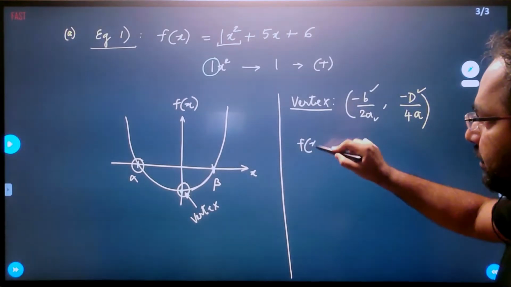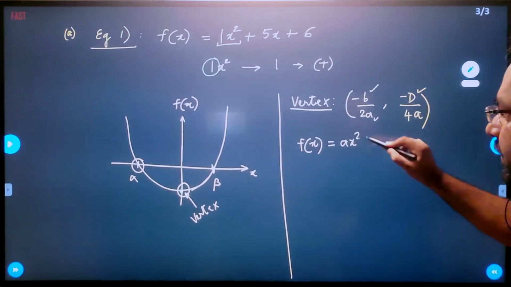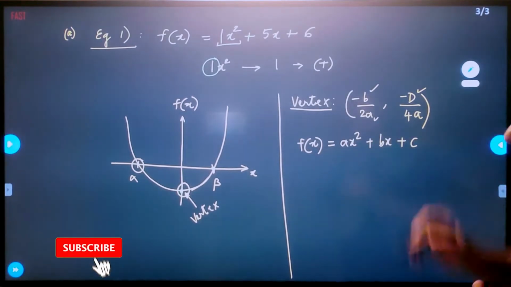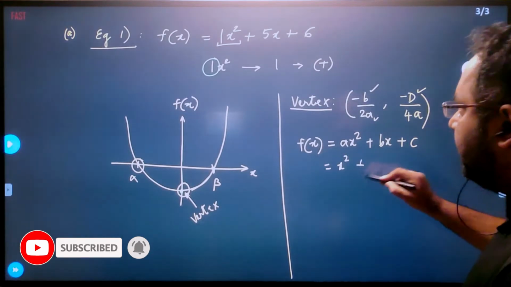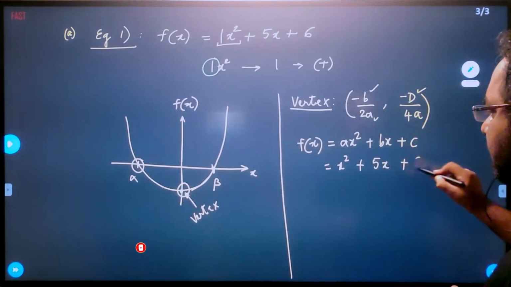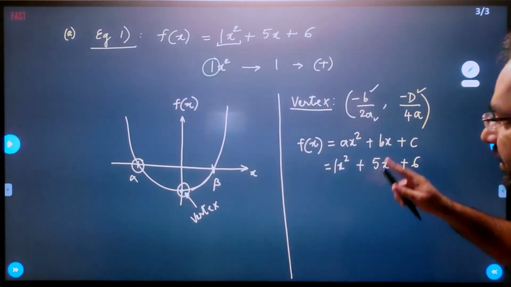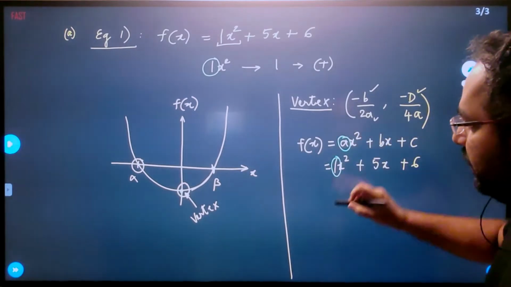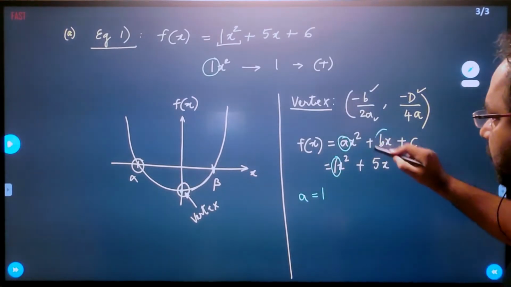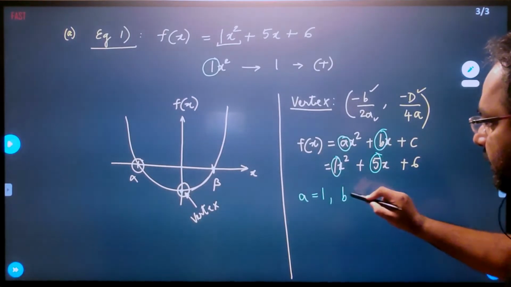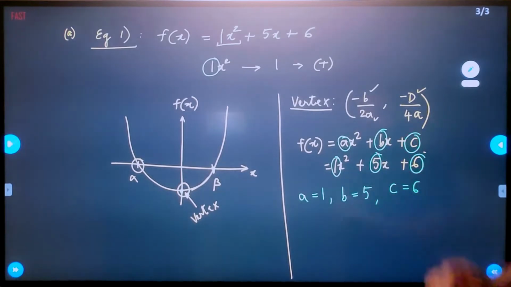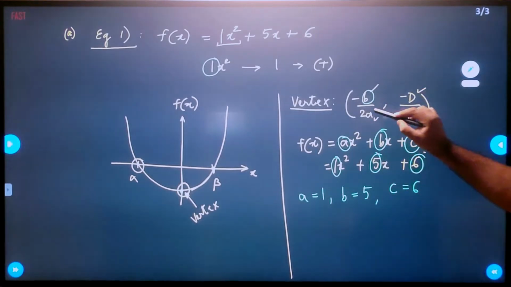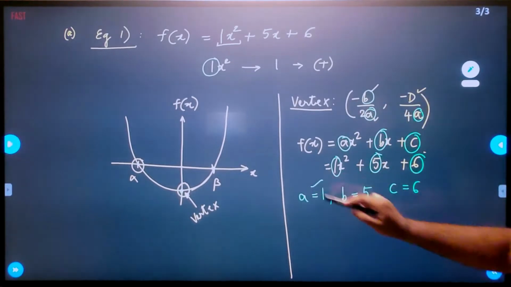We know the quadratic polynomial is ax squared plus bx plus c. So here my polynomial was x squared plus 5x plus 6. So when I compare, I notice that my value of a is 1. I know the value of b is 5 and I know my value of c is 6. So I know the value of b and the value of a; these values I have already found out.